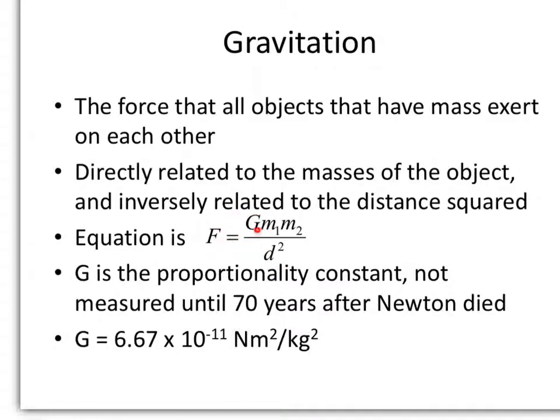This big G is what's called the gravitational constant. It's a proportionality constant, and its actual value was not measured until 70 years after Newton died. The reason why it took so long is because it's a really small value. Take a look at this number, 6.67 times 10 to the negative 11. That's really small. And by the way, these are the units for the value of G.